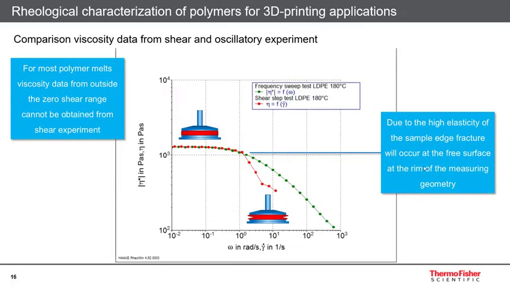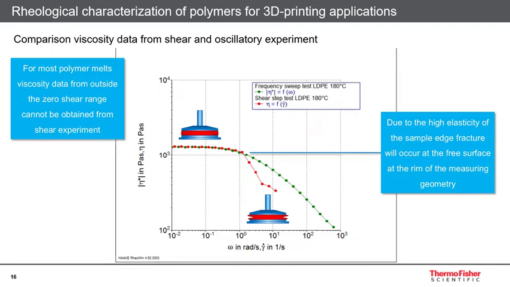As mentioned in one of the previous slides, a complete viscosity curve that covers all three characteristic ranges can usually only be obtained by performing rheological tests in oscillation mode. And on this slide, the reason for that is presented. It shows the comparison of viscosity data obtained from rotational and from oscillatory tests. With oscillatory techniques, viscosity data can be measured over a wide range. When using tests in rotation modes, we observe edge fracture effects when exceeding a certain critical shear rate.